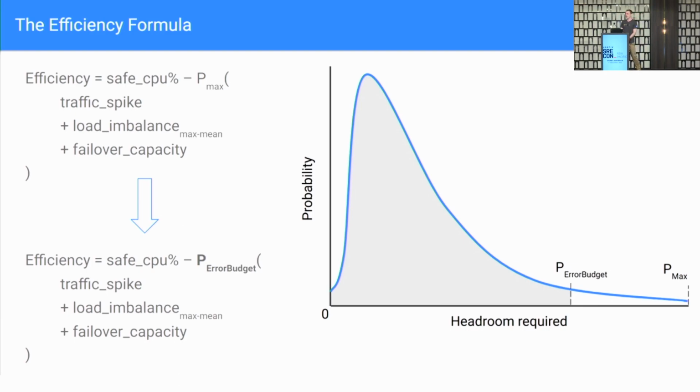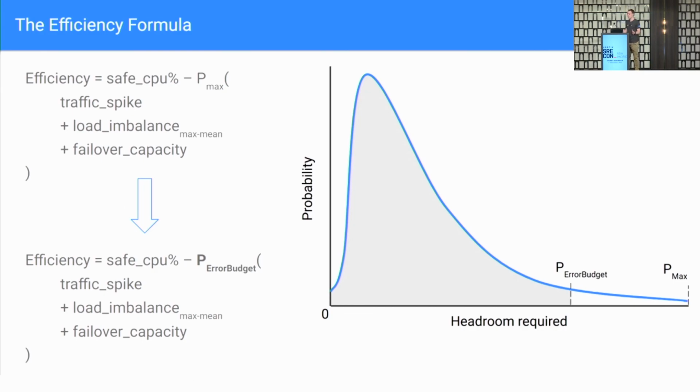So far, our efficiency formula has been budgeting for the maximum possible load, right? That's that P max there. If you want to avoid any overload at all, then that's what you need to budget for, the maximum. But it's also very expensive, right? You can see the distribution there. Often your load distribution will have a very long, thin tail.